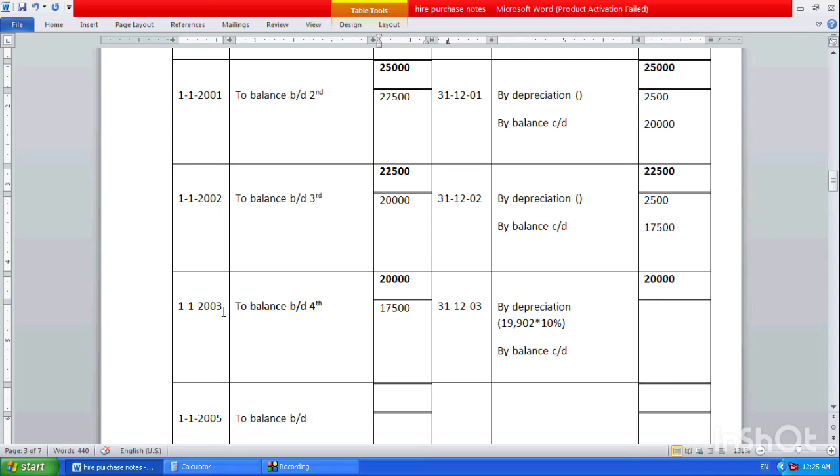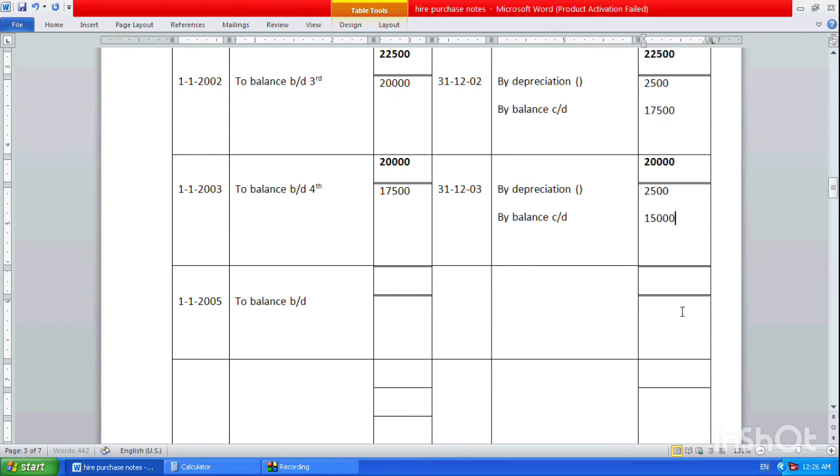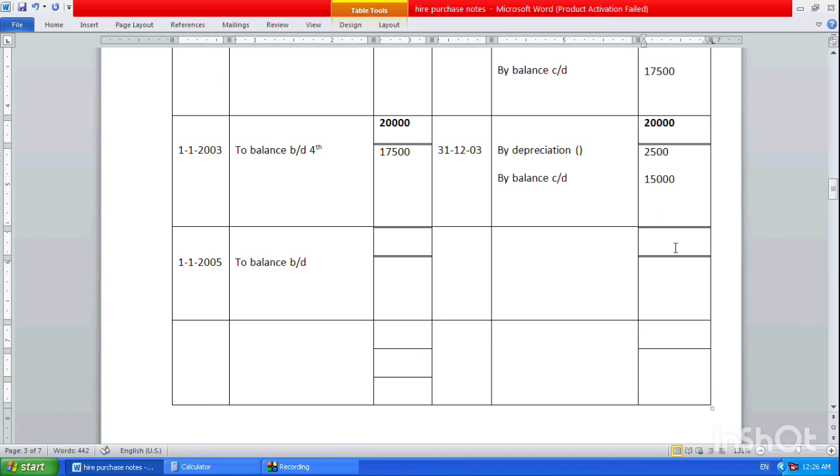1st January 2003, to balance brought down, fourth year, 17,500. By depreciation, how much? 17,500 into 10%. Already 2,500 we have calculated. So carried down amount 17,500 minus 2,500, we got 15,000. Now ledger balances 17,500 and 17,500. Both the debit and credit should be tallied.